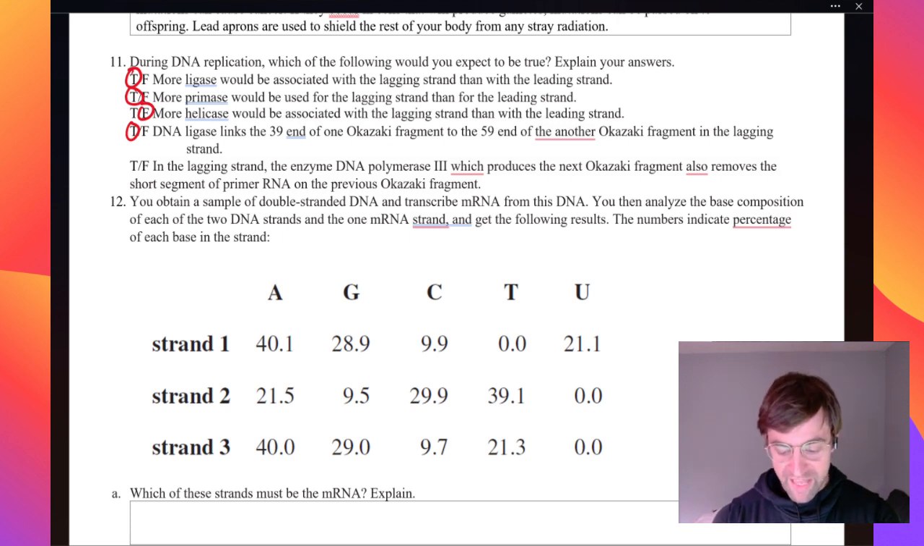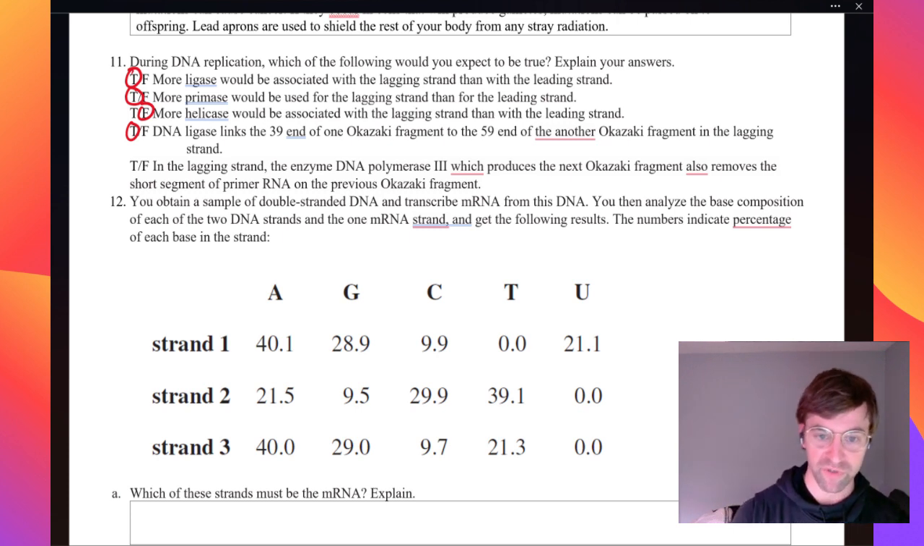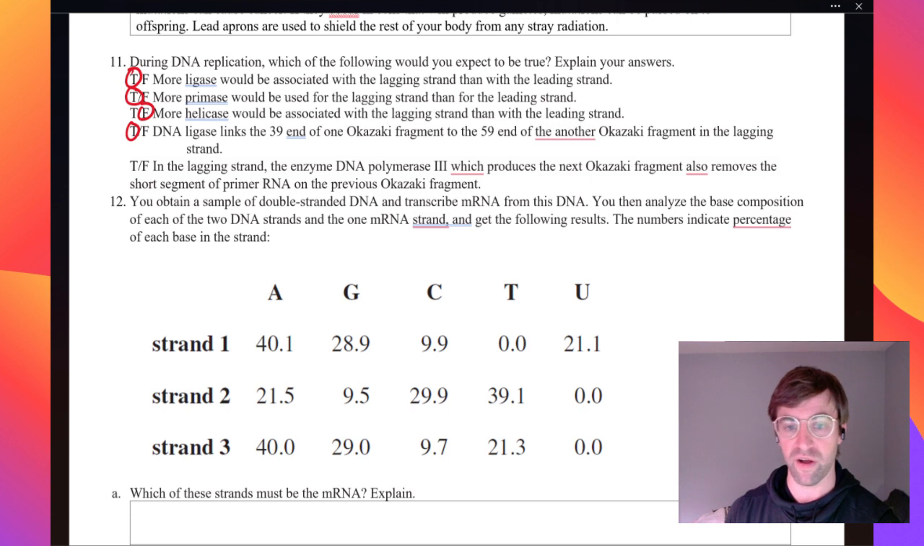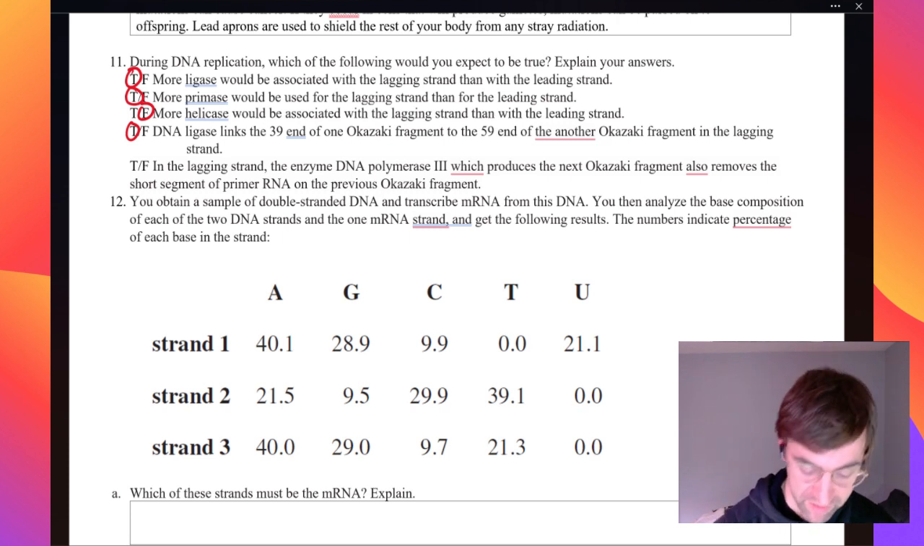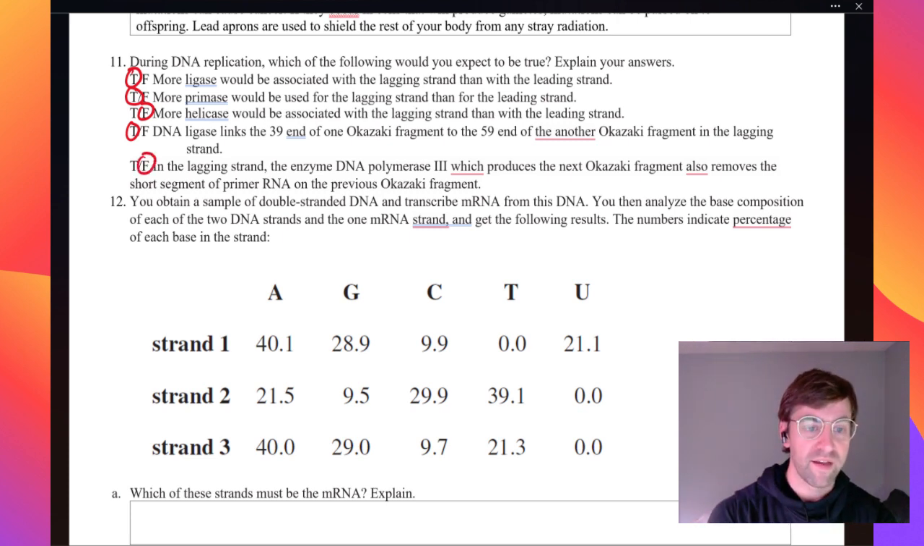True or false, in the lagging strand, the enzyme DNA polymerase 3, which produces the next Okazaki fragment, also removes the short segment of primer RNA on the previous Okazaki fragment. This is false. A different DNA polymerase removes the primer. All right.